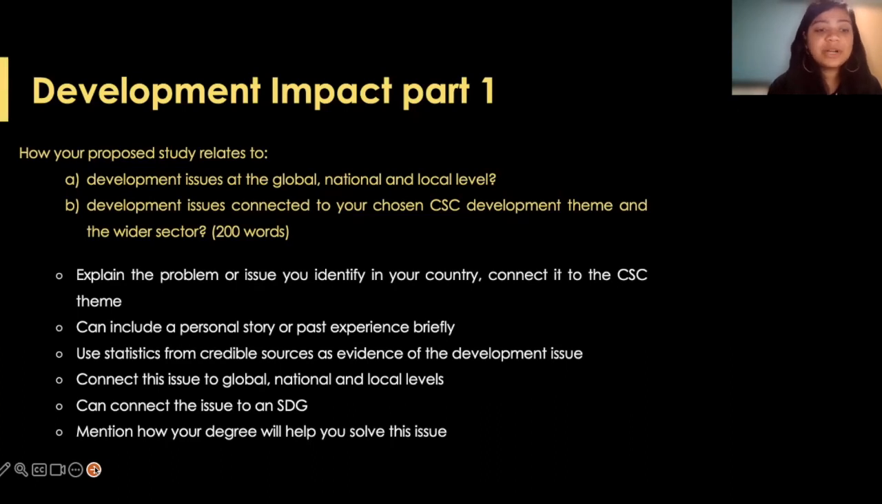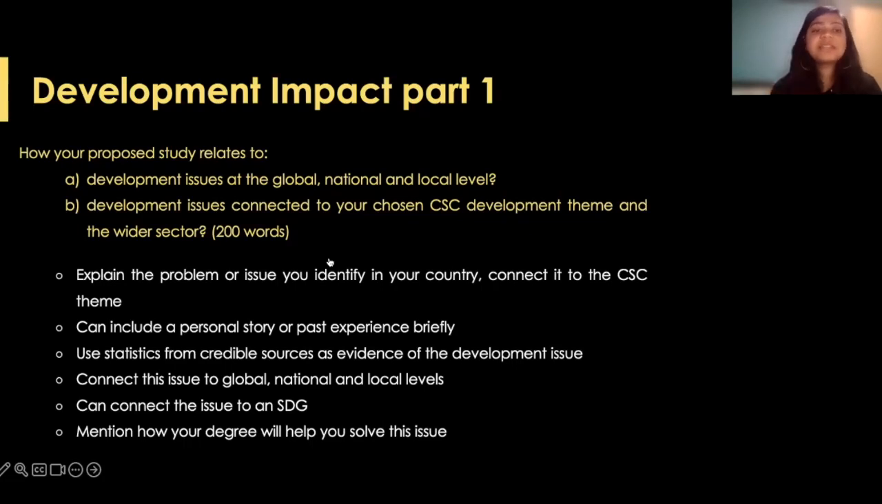Of course, you can go ahead and include your previous experiences briefly. You can include a personal story here as well. It could be a good idea to play with numbers. So, using statistics from credible sources and things like that could be a good idea. You can also, of course, go ahead and connect the specific issue to various levels. You can connect the issues to the sustainable developmental goals, which is always a good practice.